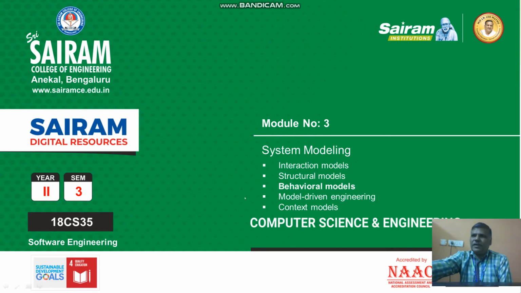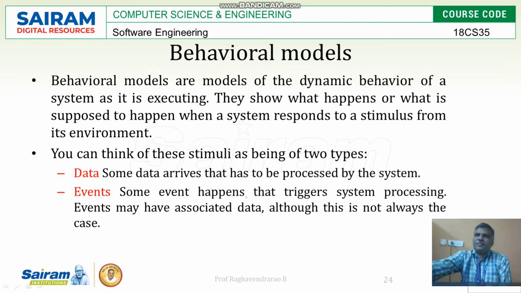Next is behavioral models. In the behavioral models, the dynamic behavior of the system is going to get executed. Here we can say that when it is getting executed, how it is going to behave. It is the stimuli of the system. So here we are having two things: one is types of data as well as events. Data is nothing but information which comes from the outside world. Okay. Then events are, when it comes, what action it should take from that particular data. That is the triggers that are going to be activated.